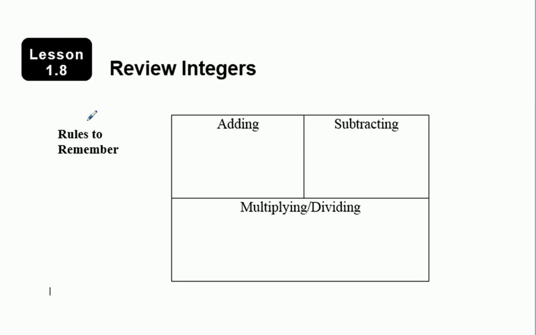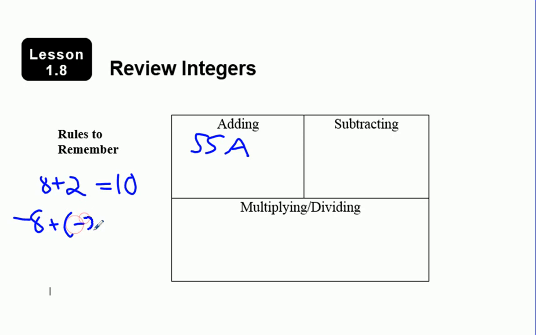So, rules to remember for adding. We talked about these in the last video. I'm going to do them one more time. Adding, we have same signs. If I am adding numbers that have the same sign, I'm going to add and keep the sign. So if I have two positive numbers, I will have a positive answer. And if I have two negative numbers, I will have a negative answer.